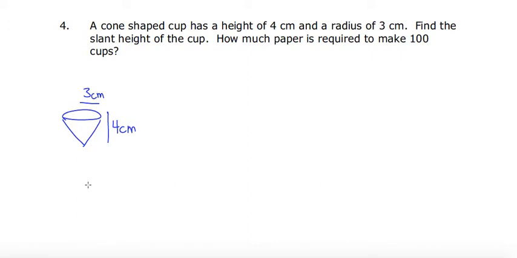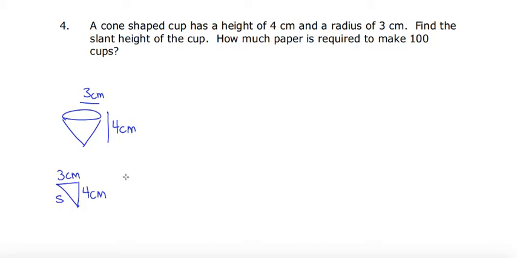So if I wanted to redraw just a portion of this cup so that I can see the Pythagorean theorem, so the right angle triangle that I need. So this dimension right here is going to be my 3 centimeters. My height is my 4 centimeters, and I need to calculate the s. So the slant height, so that's right across from your right angle, which is your hypotenuse.